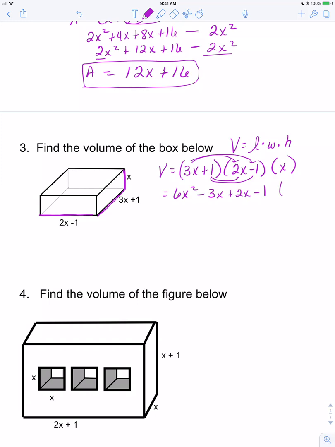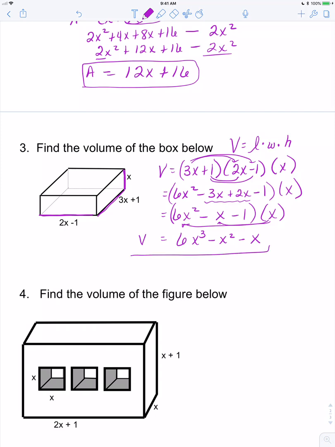Then we still have to multiply all of that by x. But let's simplify these two terms first. Join our like terms together. That leaves us with 6x squared minus x minus 1. And then we're going to multiply all of that times the x. Okay. So that leaves us with 6x cubed, because x has to be multiplied by everything, minus x squared minus x would be the equation for the volume of that box.